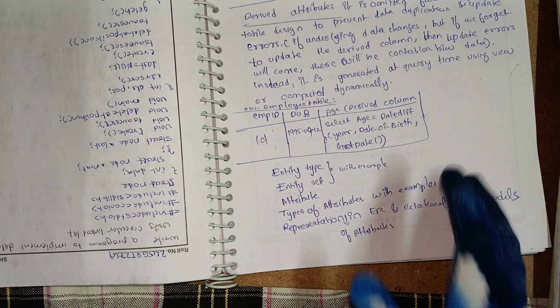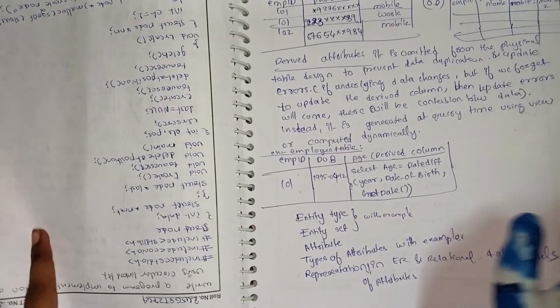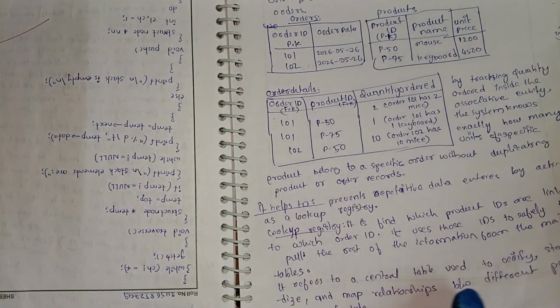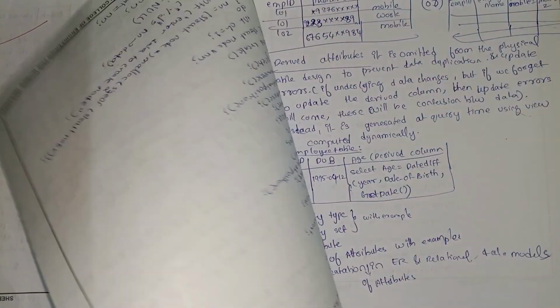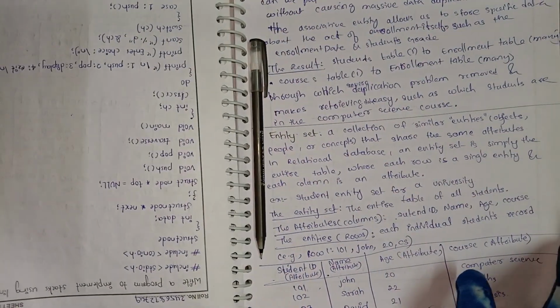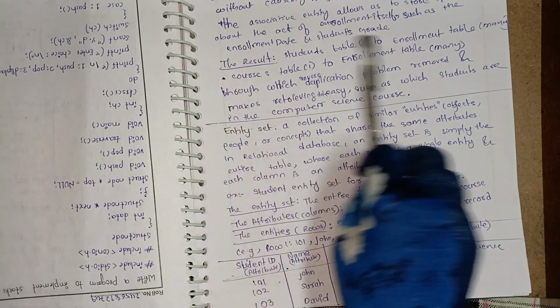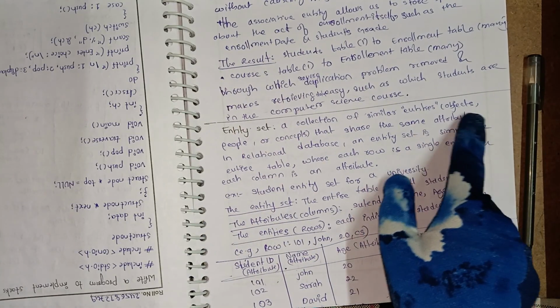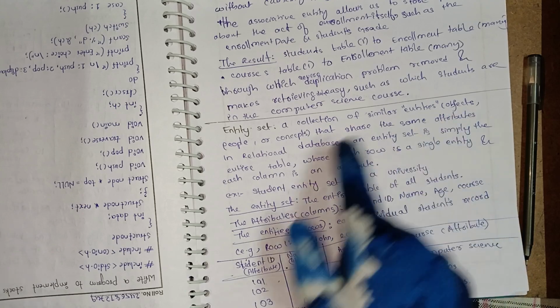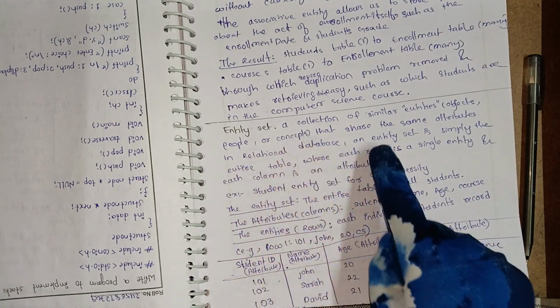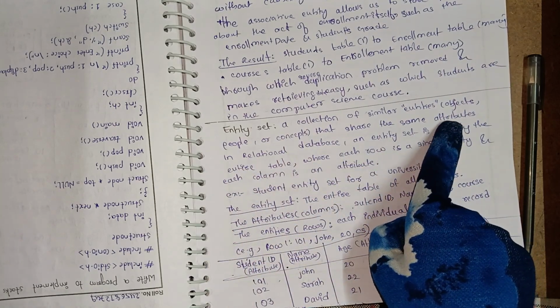So entity type means... entity set. First, entity set: a collection of similar entities (or objects, people or concepts) that share the same attributes. Okay.